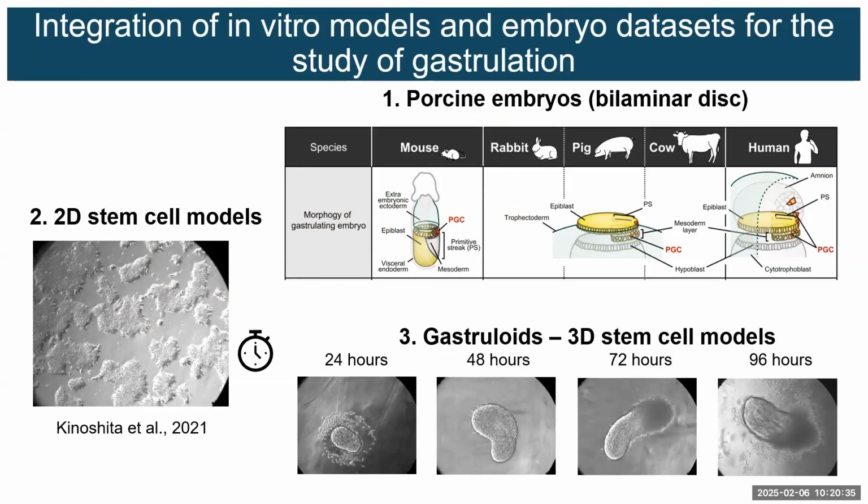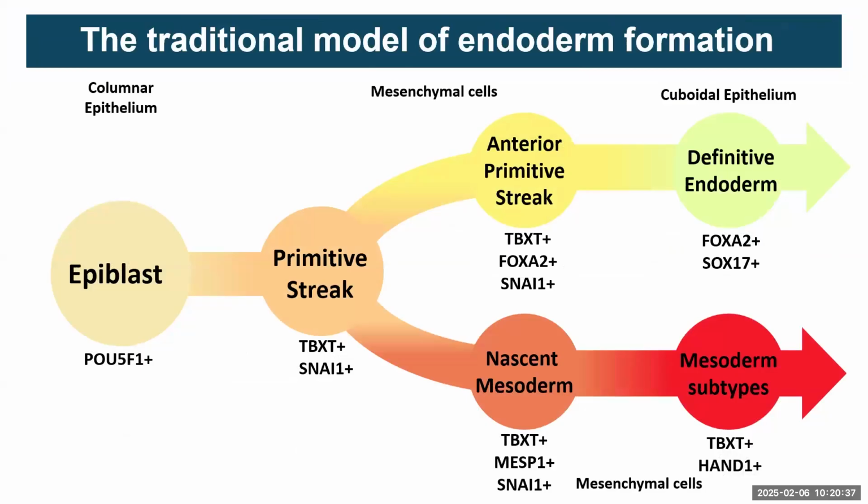I'll give you an example of a scientific question that was pending and quite topical a couple of years ago when we were doing this work: how does a bilaminar disc embryo allocate cells towards the endoderm lineage? And this is the textbook diagram of how the endoderm emerges in the mouse.